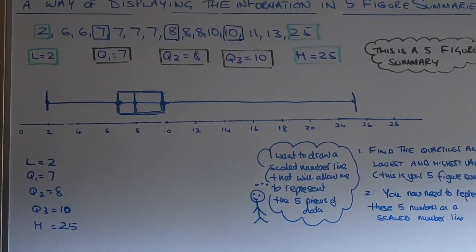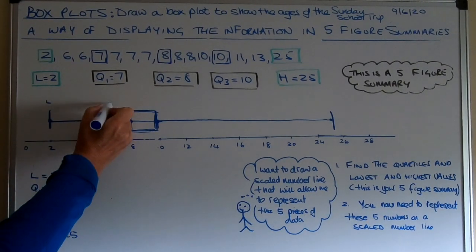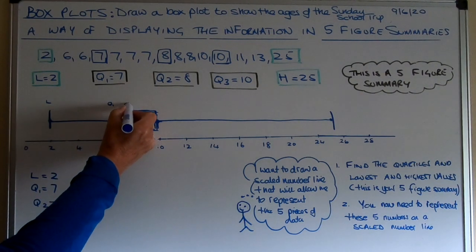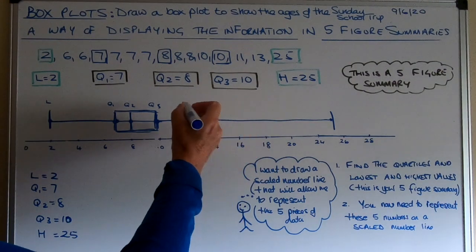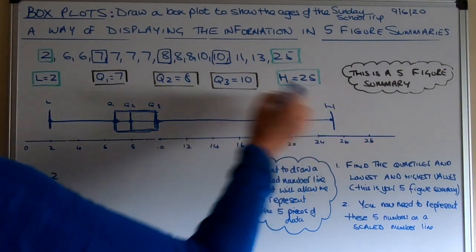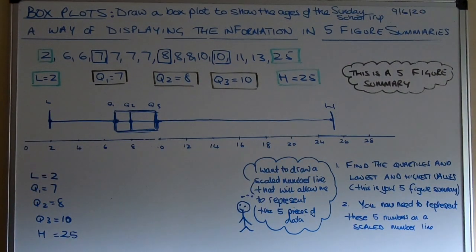So when we're looking at that, we know this was the lowest. This is Q1, this is Q2, Q3, and this is the highest. You don't have to place these above that, but that's what these represent. So that's it. That's your 5-figure summary first of all, and then drawn onto a box plot. So let's go through that again. That's what you would do for each of them.